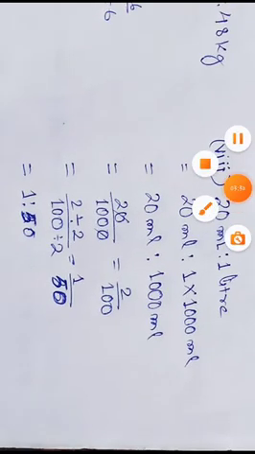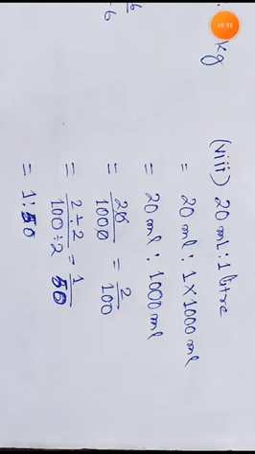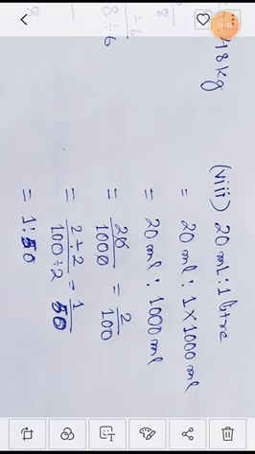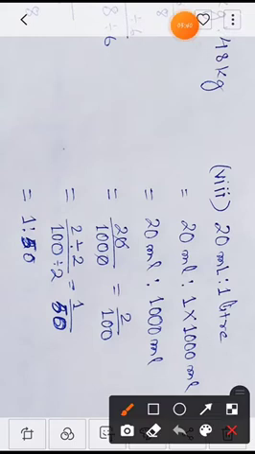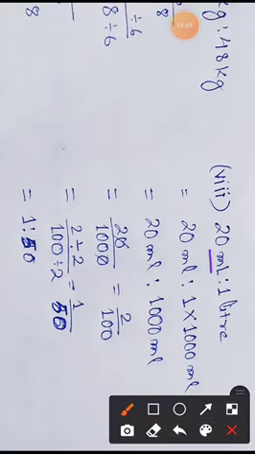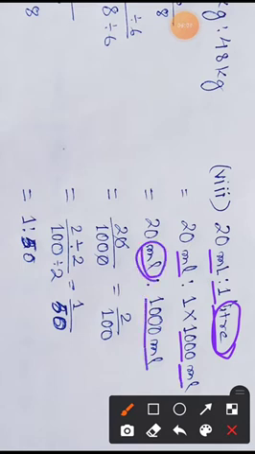In this question, you can see the units are not the same. One has ml and the other has liter. So we will have to change liter to ml. We have to make both sides the same unit. So see, 1 liter means 1 into 1000 ml. So it will become 1000 ml. Now see, both sides we have the same units.